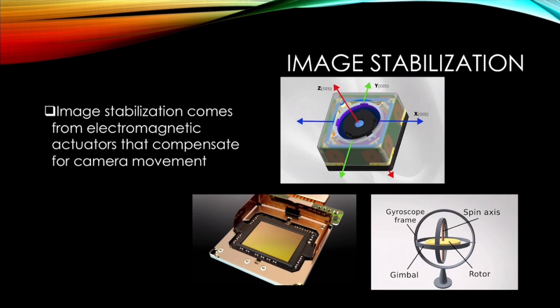The small actuators receive signals from the gyroscope and move the lens element in the opposite direction of the detected camera shake. In the end, this helps prevent shaky movement that could be caused by the photographer or the ground when using a tripod.